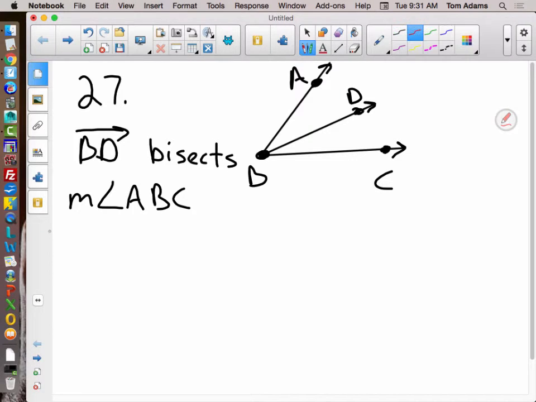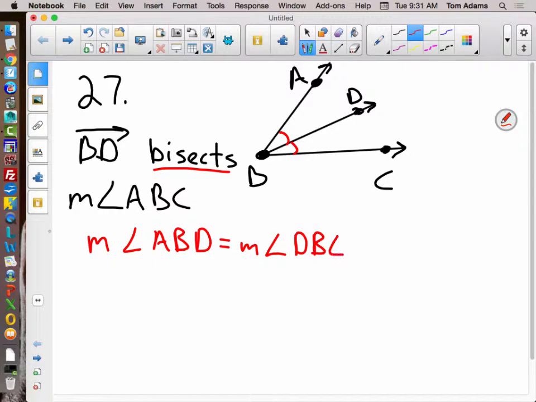Now remember, the word bisects means it cuts it into two equal parts, so I'm going to put two little arcs here that lets me know that the measure of the angle ABD is equal to the measure of angle DBC. Or we could just say that ABD is congruent to the angle DBC.